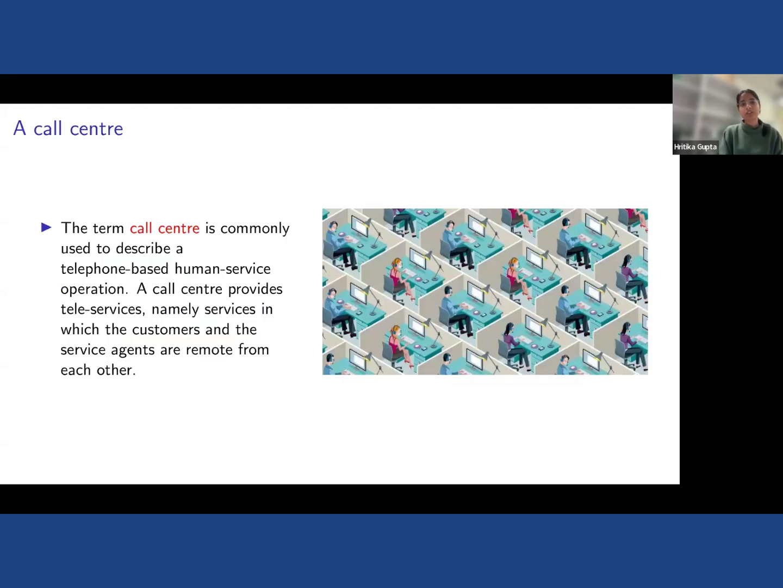The term call center is commonly used to describe a telephone-based human service operation. A call center provides teleservices to its customers, namely services in which the customers and service agents are remote from each other.